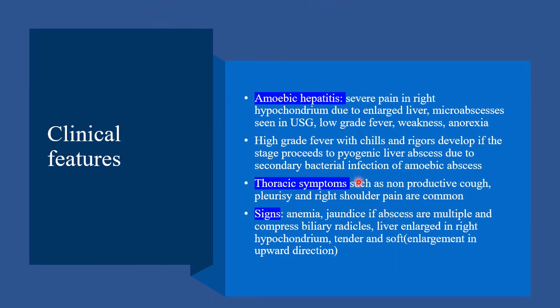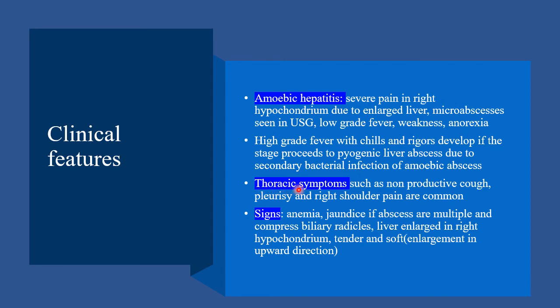The clinical features: the initial stage is amoebic hepatitis, where the amoeba causes massive destruction to the liver cells. There is severe pain in the right hypochondrium due to enlarged liver and microabscesses, which can usually be seen in ultrasound scans. During this phase, the patient has, apart from pain, low-grade fever, weakness, and anorexia. At times, the fever becomes high-grade with chills and rigors, which is a result of secondary bacterial infection converting the amoebic abscess into a pyogenic liver abscess.